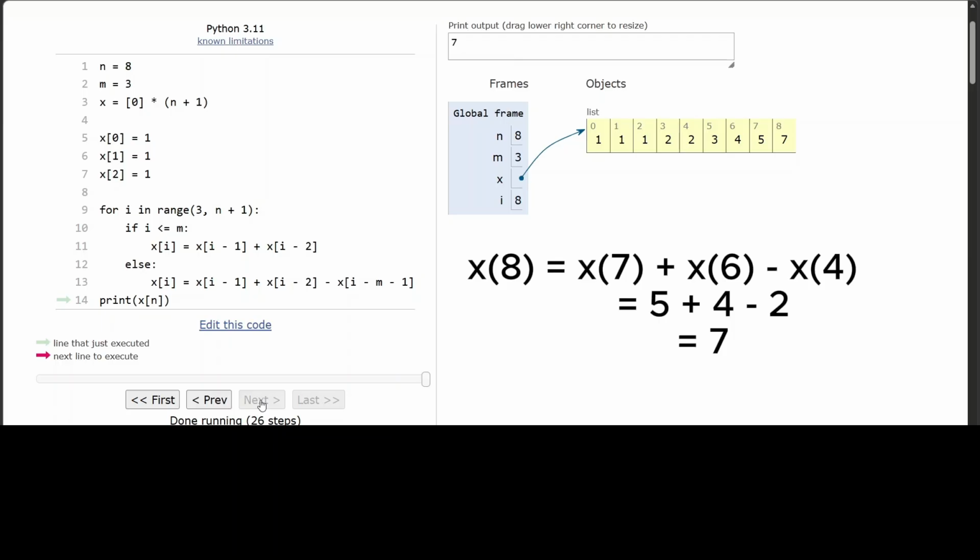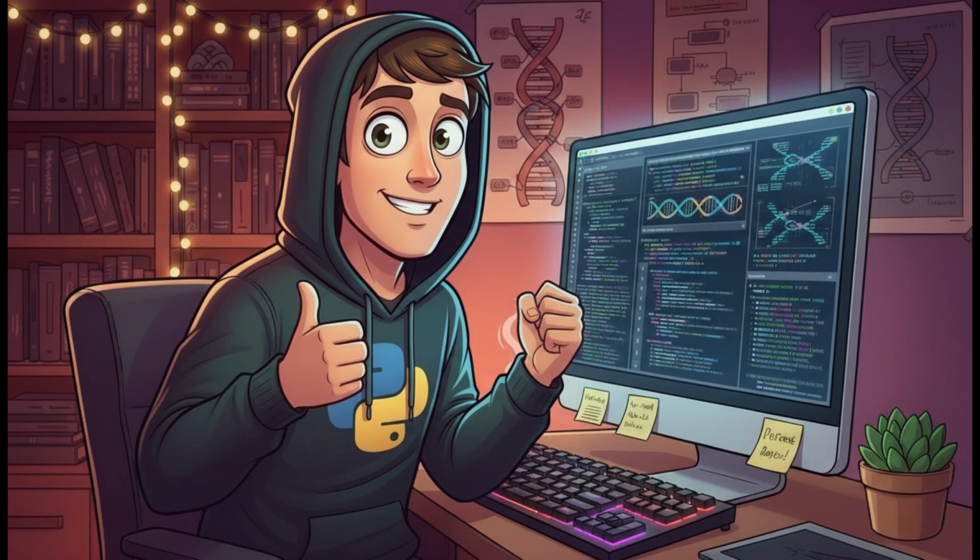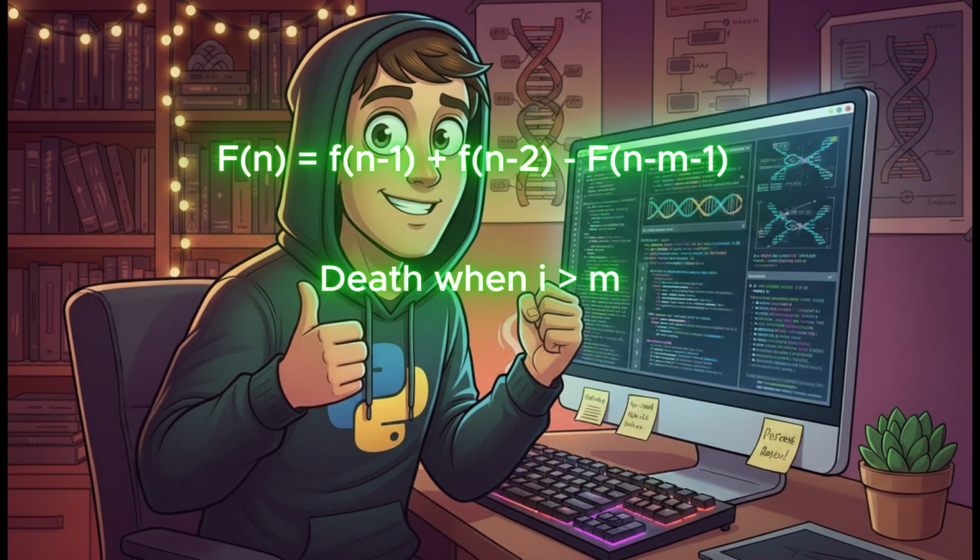And there you have it, the Mortal Fibonacci Rabbits problem solved with a single elegant modification to the classic recurrence relation. Let's recap the key insights. First, we modified the Fibonacci formula to account for death. F of n equals f of n minus 1 plus f of n minus 2 minus f of n minus m minus 1. Second, we only apply the death penalty once we've passed month m. Third, dynamic programming lets us solve this efficiently in linear time.